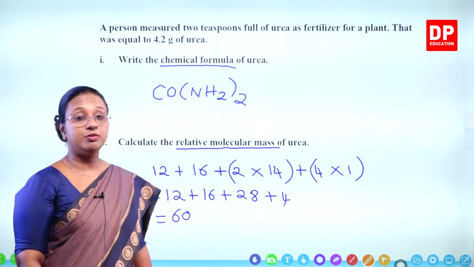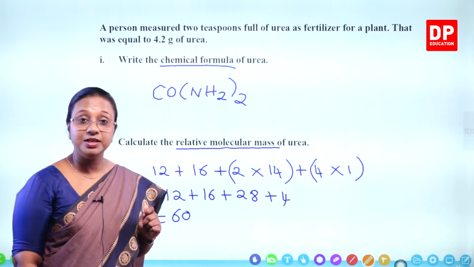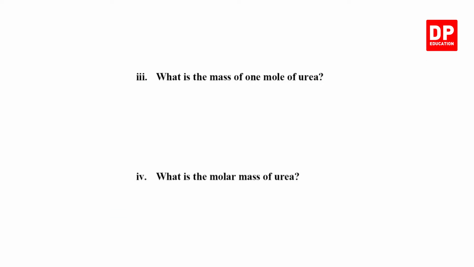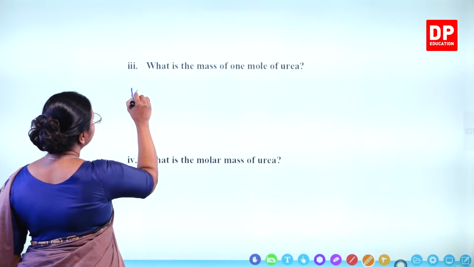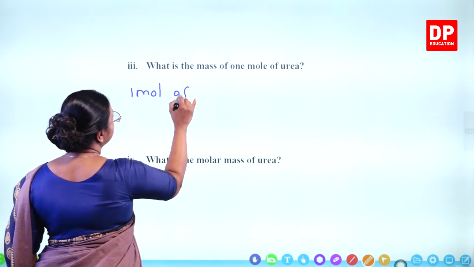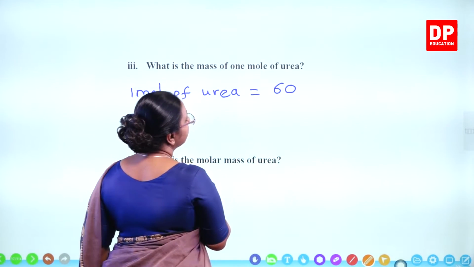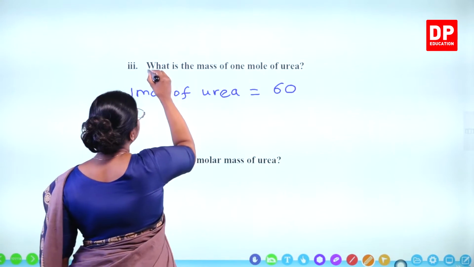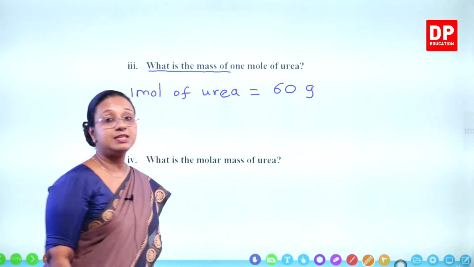Now relative molecular mass, so you don't write a unit. Is it okay up to here? Yes. Then the next one. What is the mass of 1 mole of urea? We have already calculated. 1 mole of urea is equal to what? We calculated the relative molecular mass. Do you just leave it like that? No, they have asked what is the mass of 1 mole of urea. So you have to say 60 grams.